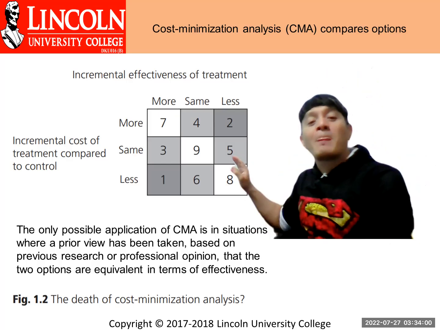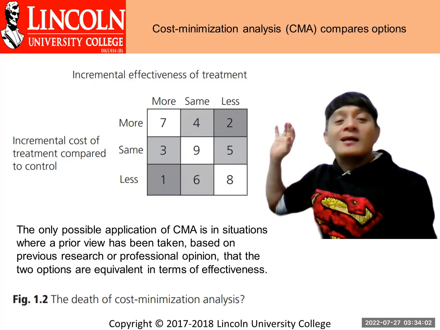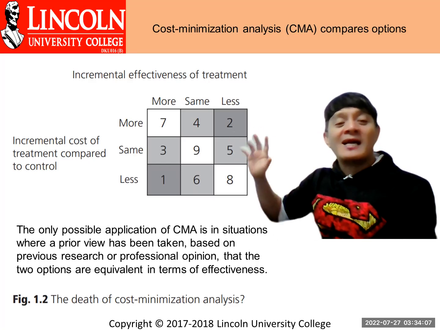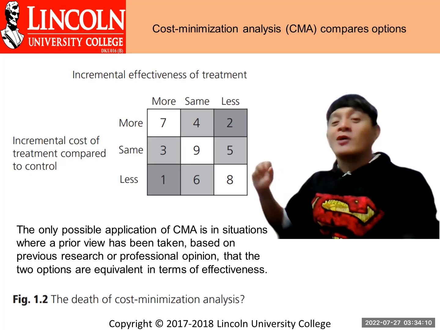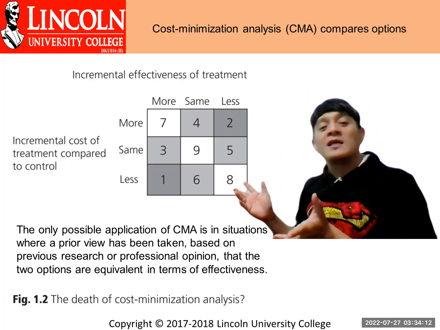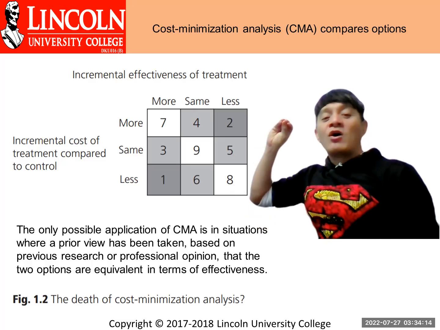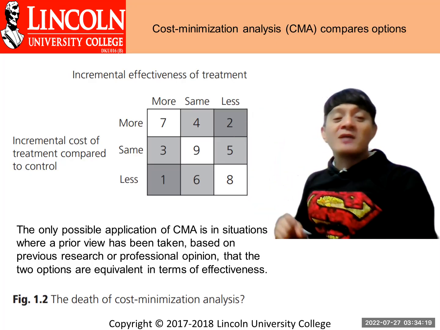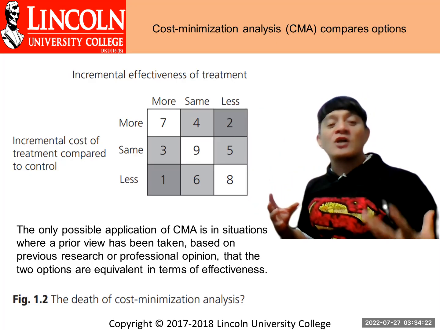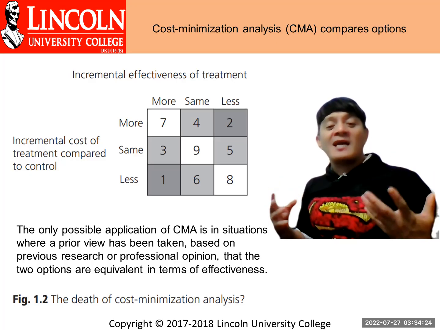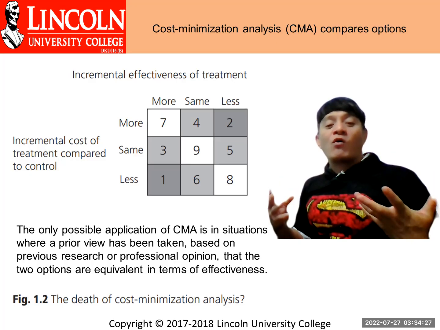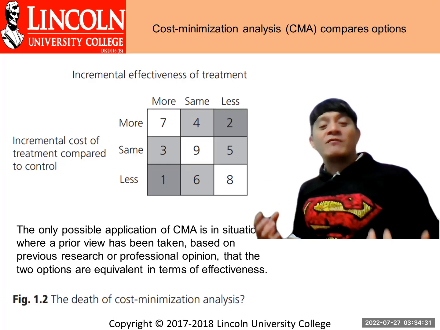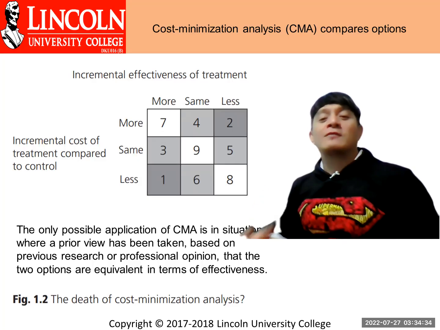Like for this example, incremental effectiveness of treatment: more, same, and less. Incremental cost of treatment compared to control. You can make a chi-square box about this, and you can do some analysis on what you should get: more, or the same, or less. So the possible application of CMA is in situations where a prior view has been taken, based on previous research or professional opinion, that the two options are equivalent in terms of effectiveness.